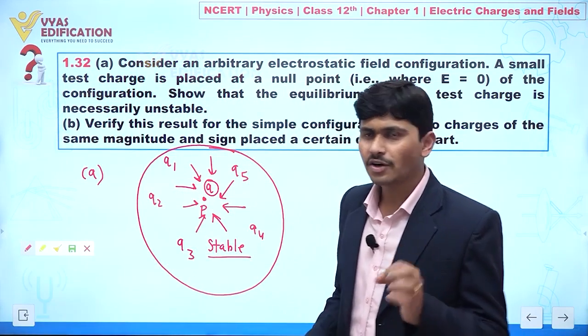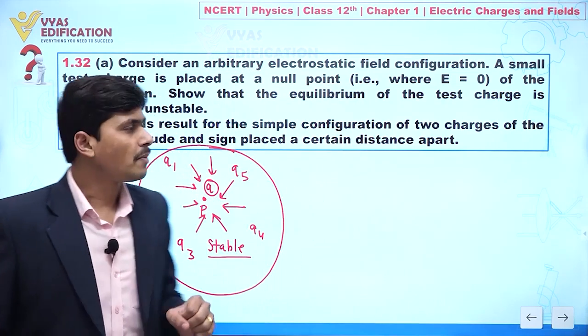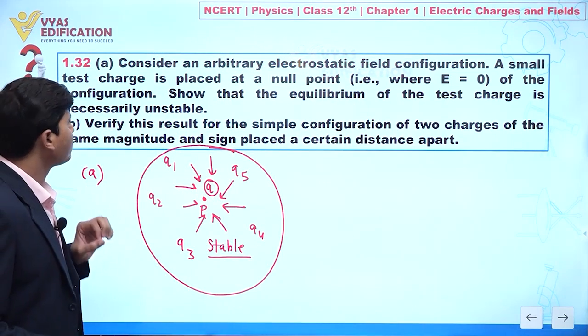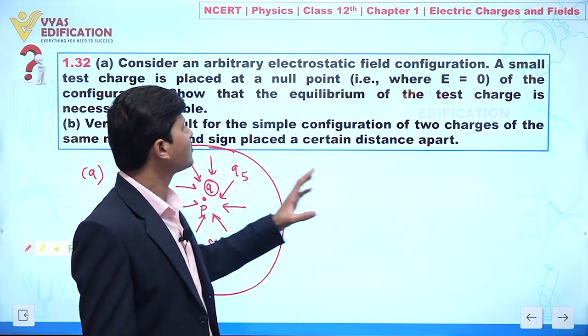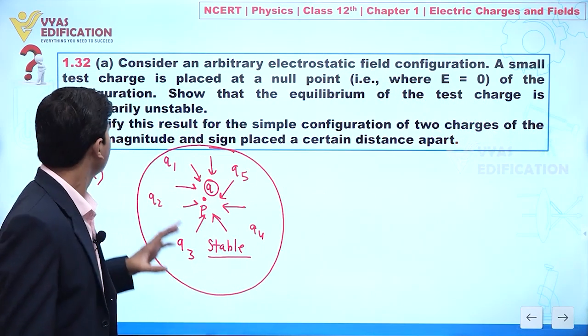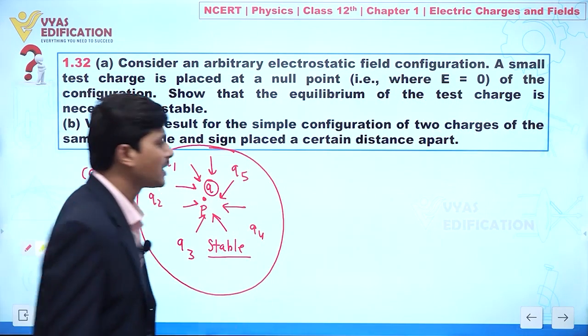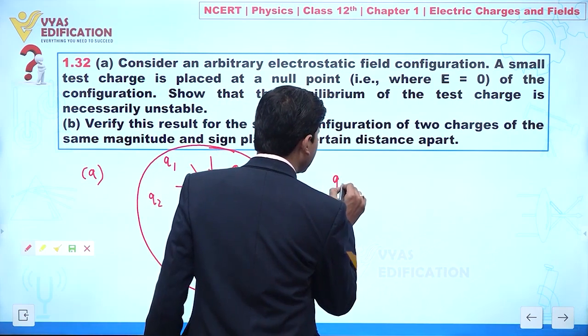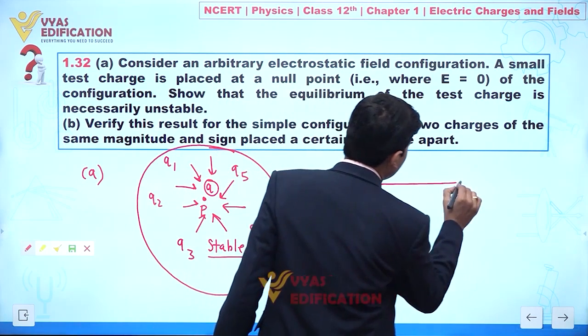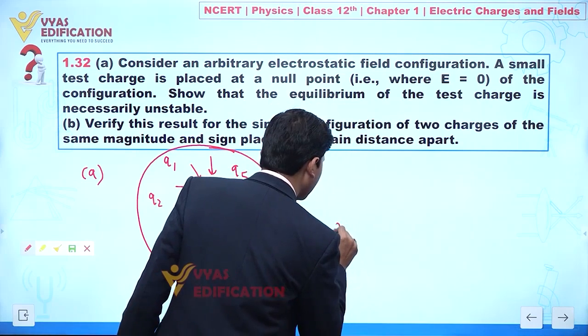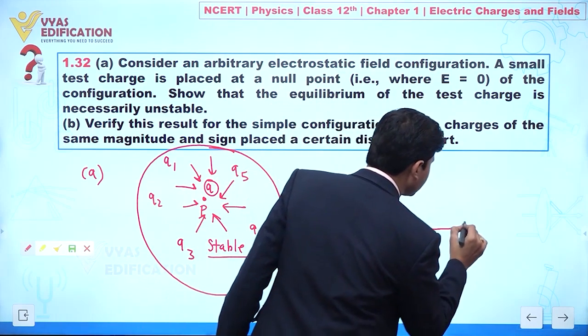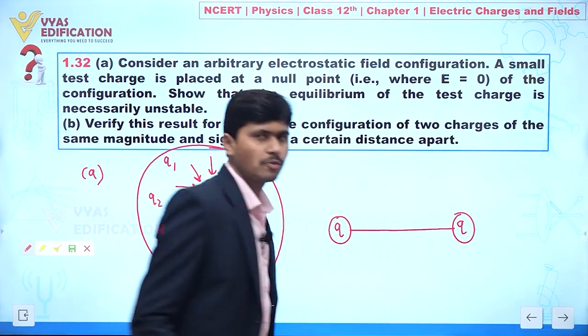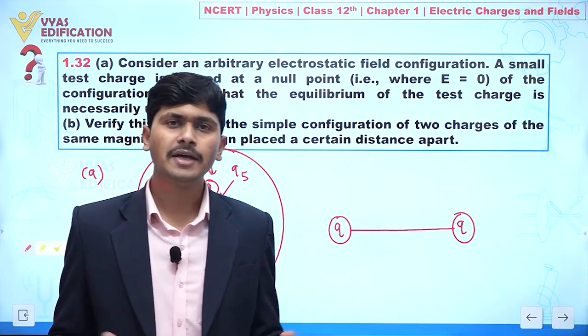Clear to everyone? Okay. Now, part B: verify this result for a simple configuration of two charges, clear, of the same magnitude and the same sign. So let's suppose we have a charge q and this is also a charge q. Both charges may be positive, or they may be negative.